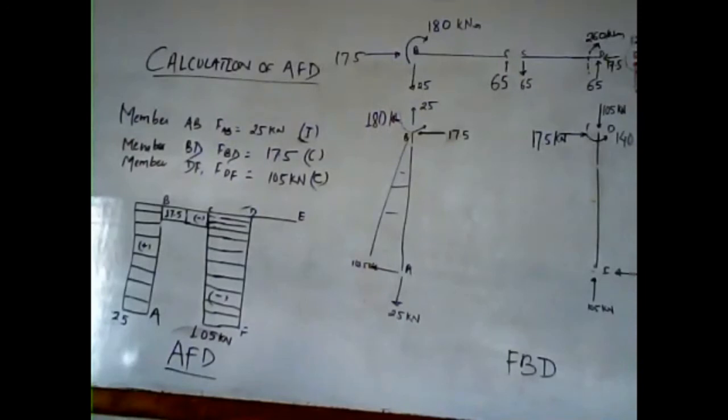Likewise, at section BD, we have a compressive force of 17.5 kilonewton, and compressive force is treated as negative here, and we just draw a parallel line to BD. Likewise, in section DF, the value of axial force is 105 kilonewton, and we draw a line parallel to DF having a magnitude of 105 kilonewton. So this is the way you can draw the axial force diagram.